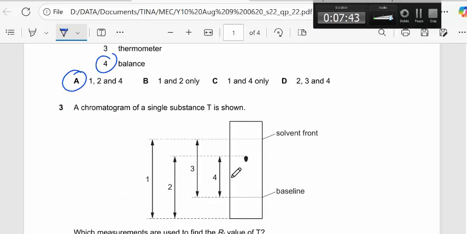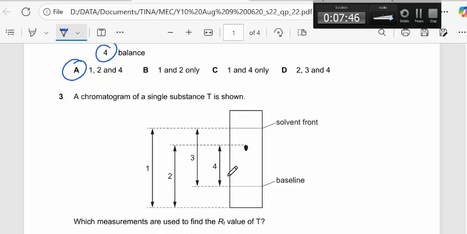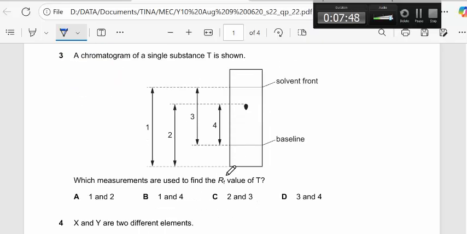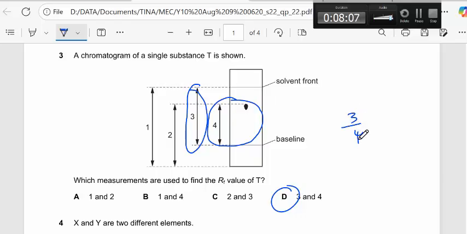Chromatogram. I taught you chromatography last time. What is the Rf value? Rf value is the distance traveled by the spot over the distance traveled by the solvent. So you take 3/4 to find the Rf value. 3/4.